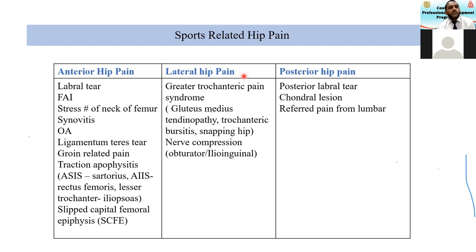The other condition is slipped capital femoral epiphysis, which is commonly seen in an adolescent fat male. They usually present with a limp, and most of the time, rather than hip pain, they come with knee pain because of the nerve supply, in Hilton's law. So that is one of the questions I think we put forward. When a young athlete comes with a limp and knee pain, the first thing is we must always exclude the presence of slipped capital femoral epiphysis, for which you definitely have to examine the patient's hip.